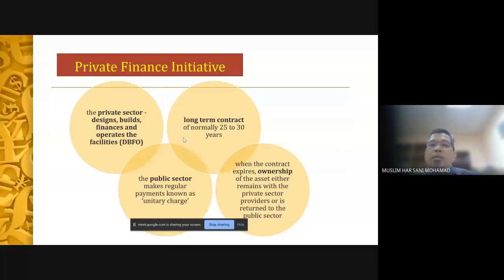When the contract expires, ownership of the asset either remains with the private sector provider or is returned to the public sector. Okay, these are the options in the contract. At the expiration after 25 or 30 years, there is an option that the government can either take over or the asset will remain with the private sector. So in that sense, it's like leasing as well.